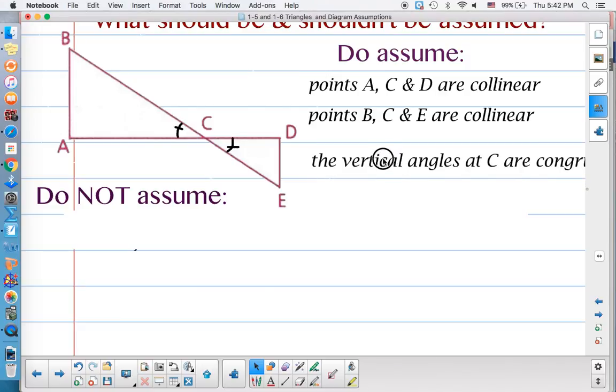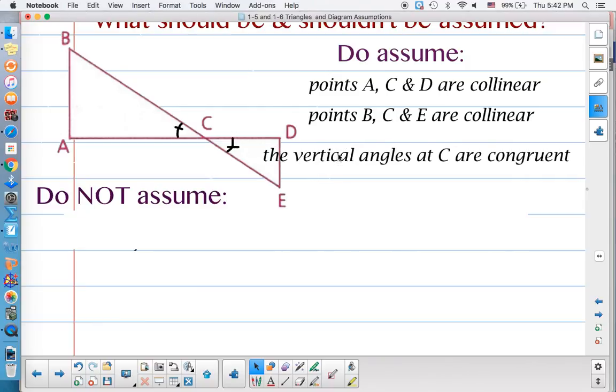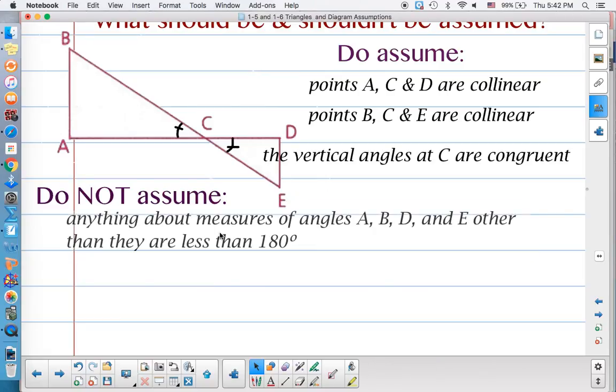We also can tell that those vertical angles at point C are congruent. That's not even an assumption, that's something we actually know. They are indicated by those congruent markings that you see, and therefore we know that. That's been given to us as a fact. Things we should not assume about this diagram.